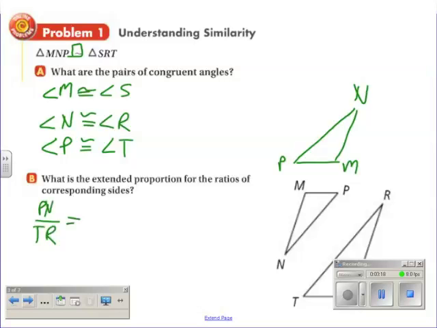So that's equal to, now let's pick that short side on the bottom, PM, which is to TS, which is equal to our third side, MN, is to RS. And once again, those pictures are not necessary. You could just focus on the order of the vertices in the given problem to answer that question.